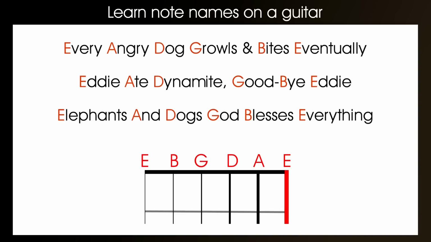When memorizing the names of the open strings, you're also memorizing the names of the notes on the 12th fret. This is why many guitars have a double dot or an accented marker on the 12th fret, because it's an octave above the open strings. I'll explain octaves later in this tutorial.